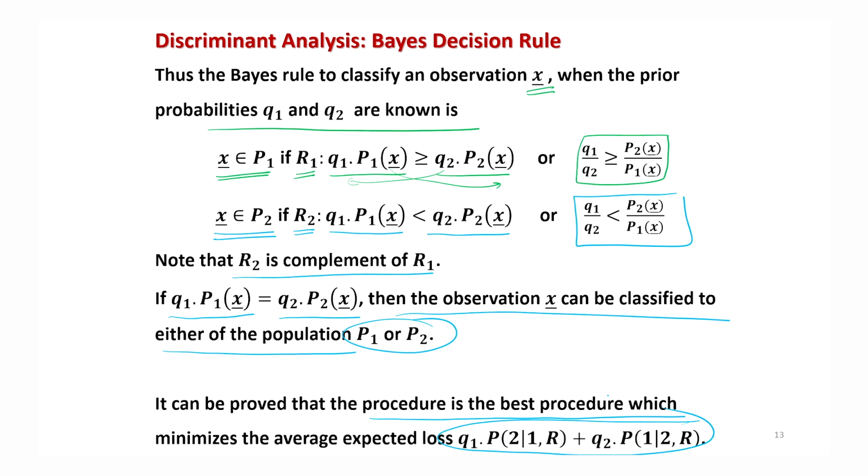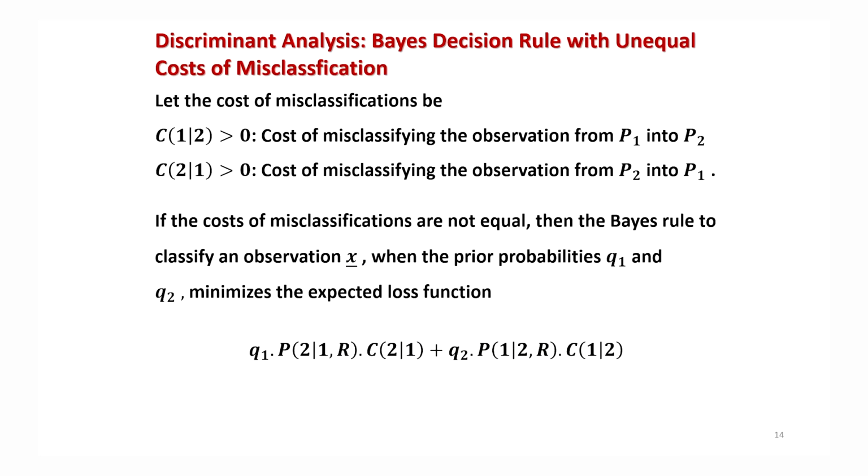We are not going to give you the proof here, but it is available in the books. I would like to inform you that this decision rule you have obtained is the best decision rule in the sense that it tries to minimize the average expected loss. Okay, now I will give you a quick idea of what happens if the costs of misclassification are different.